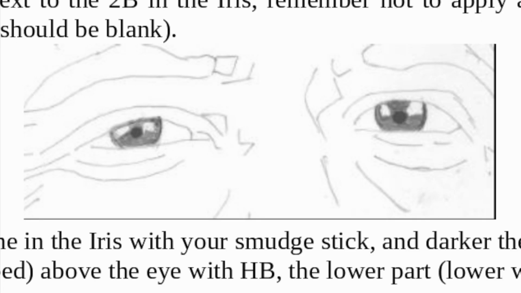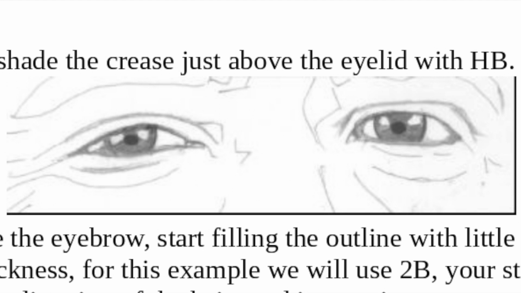Apply HB next to the 2B in the iris. Remember not to apply a tone in the catch light; it should be blank. Blend the tone in the iris with your smudge stick, and darken the line of the upper lashes above the eye with HB, and the lower part, the lower waterline, with 2H. Also shade the crease just above the eyelid with HB.